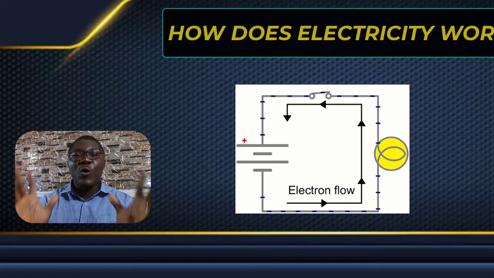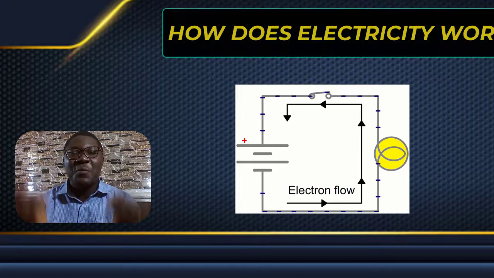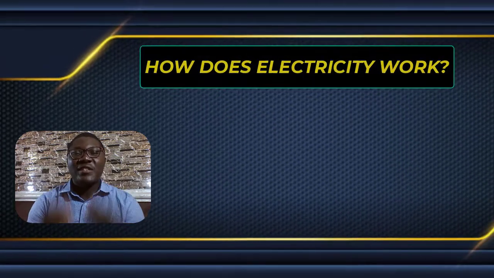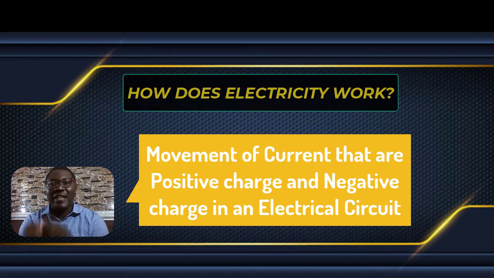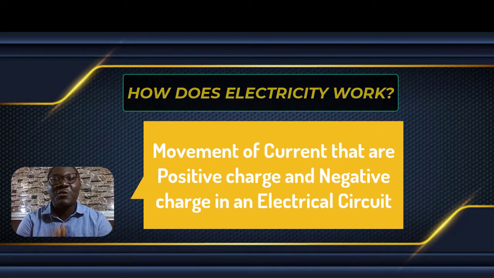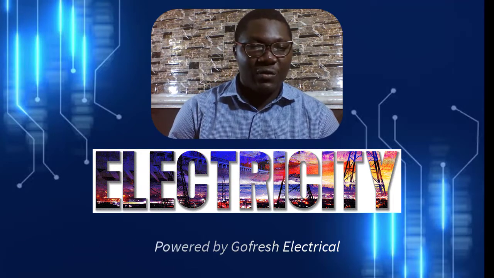Now let us bring all these things together and just say it in one simple sentence. So I will say electricity is the movement of currents, that are positive charge and negative charge, in an electrical circuit. Now that is what electricity is all about.